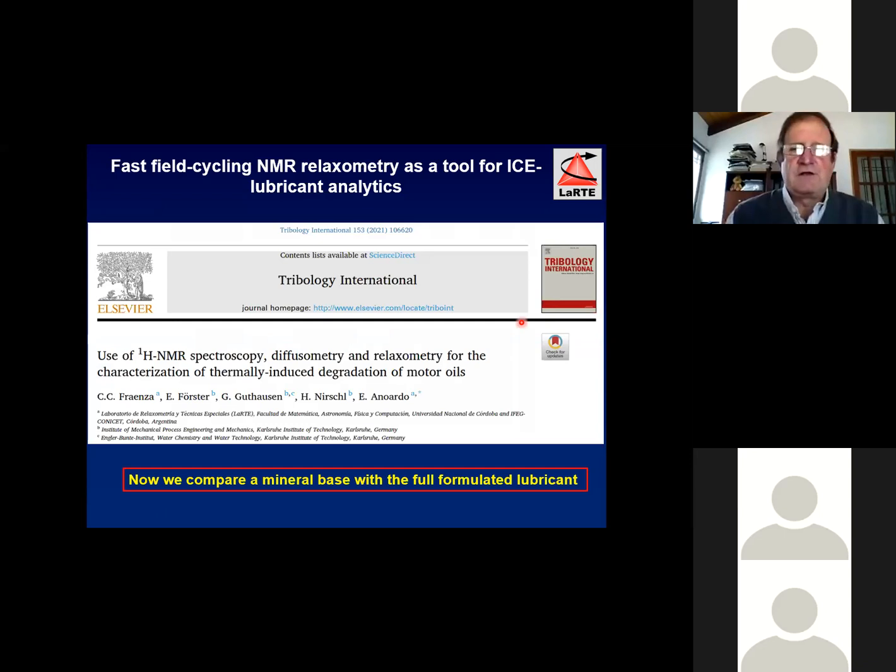Okay, in this second work with this group of Karlsruhe, this is fresh. You see, it will appear next year, the paper. So we compare now a mineral base with a full formulated lubricant using that base, so including the additive pack.